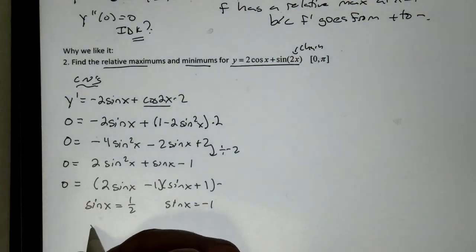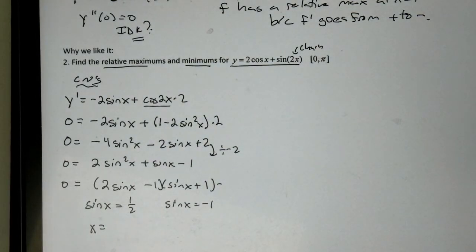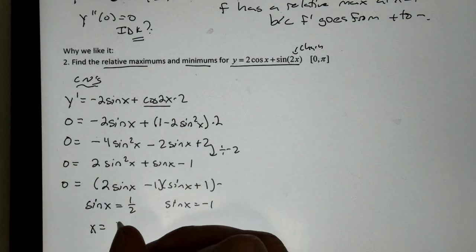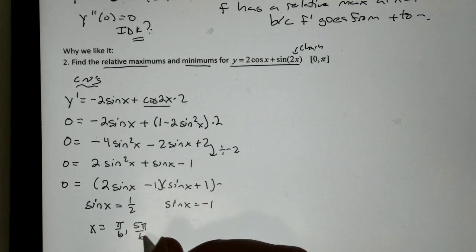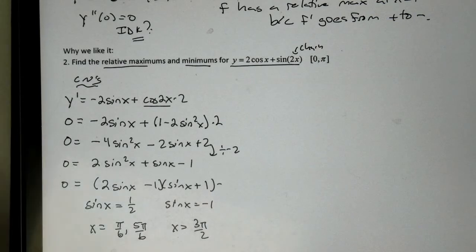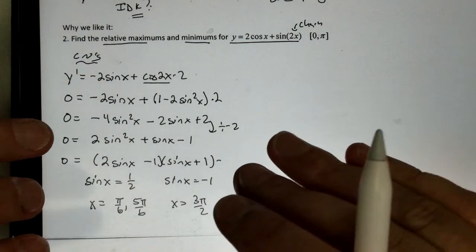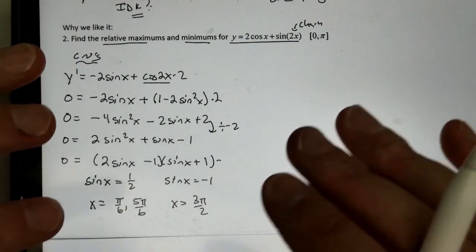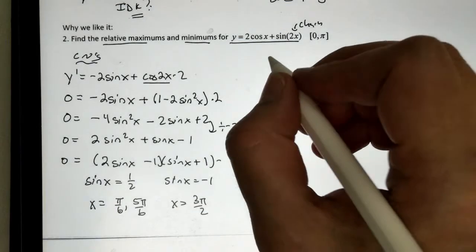Solving these, we get x where sine equals 1/2 at pi over 6 and 5 pi over 6, and where sine equals negative 1, that's 3 pi over 2. All right, there we go, our little triggerlicious values. Now, I could do my first derivative test here, and I would be fine with that. But let's apply what's called our second derivative test.